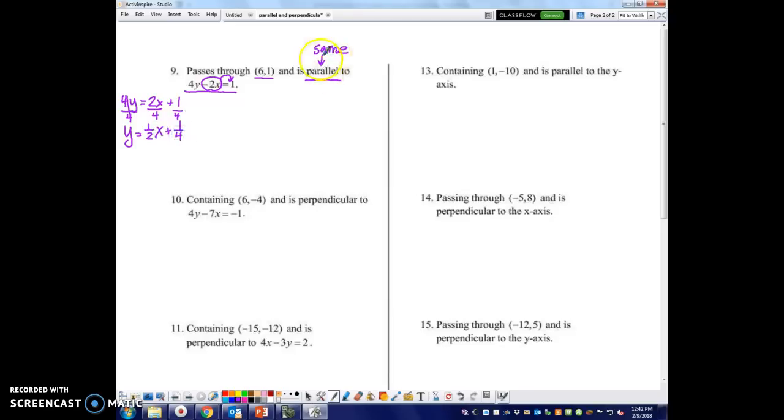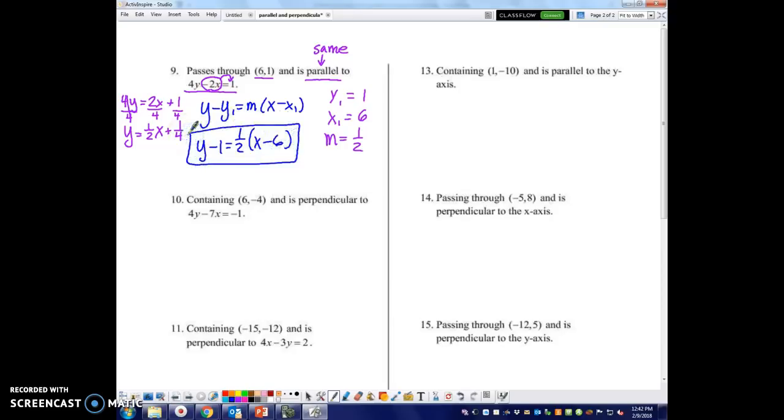So it's the same slope, parallel, so let's get our stuff. y1 is what? 1. x1 is what? 6. And then our slope is what? Same thing, 1/2. Okay, so let's write our equation. y minus y1 equals m times x minus x1. So we have y minus 1 equals our slope, 1/2, x minus 6. And that's what you'll type in.